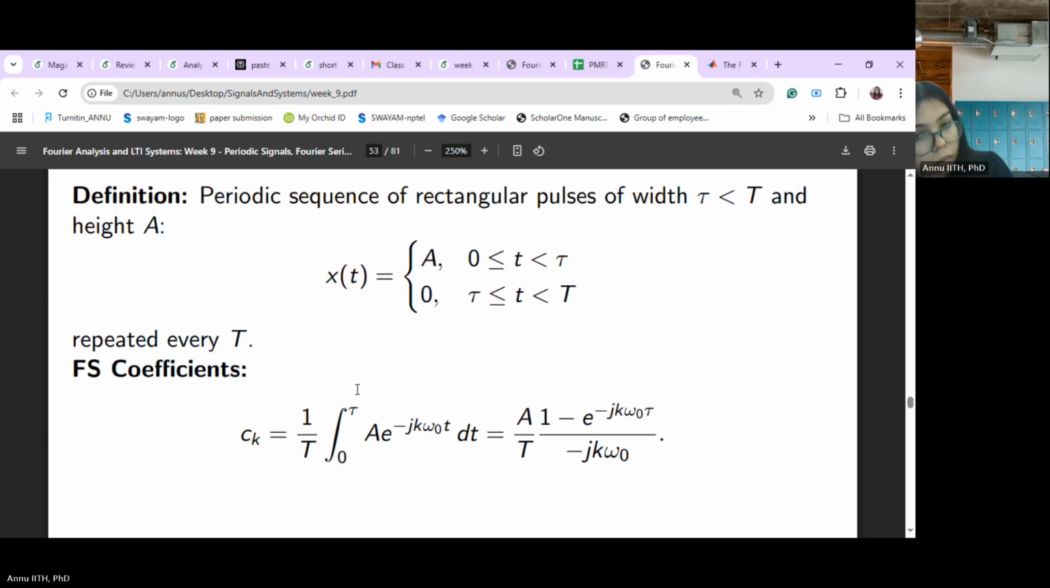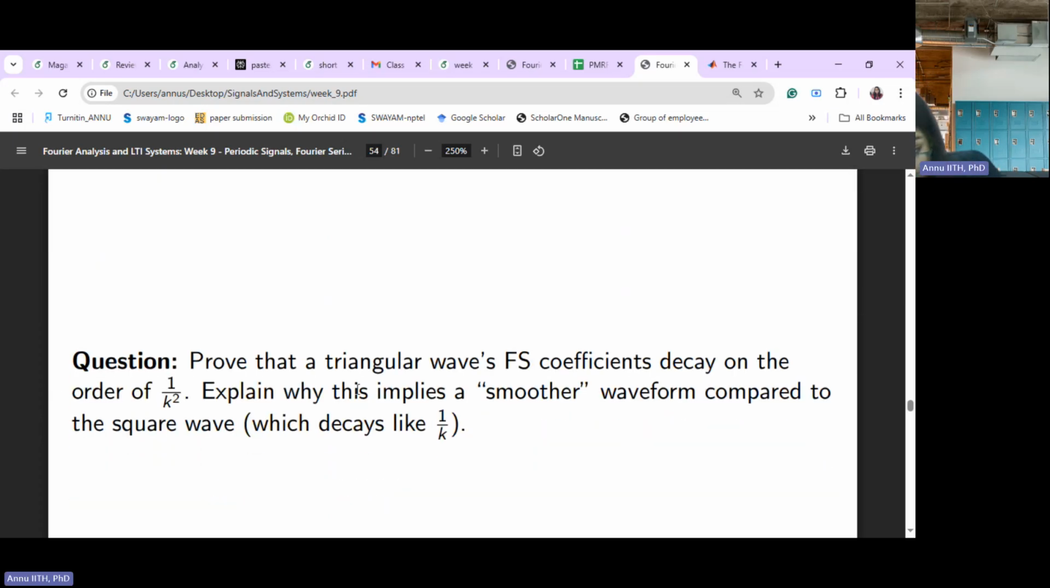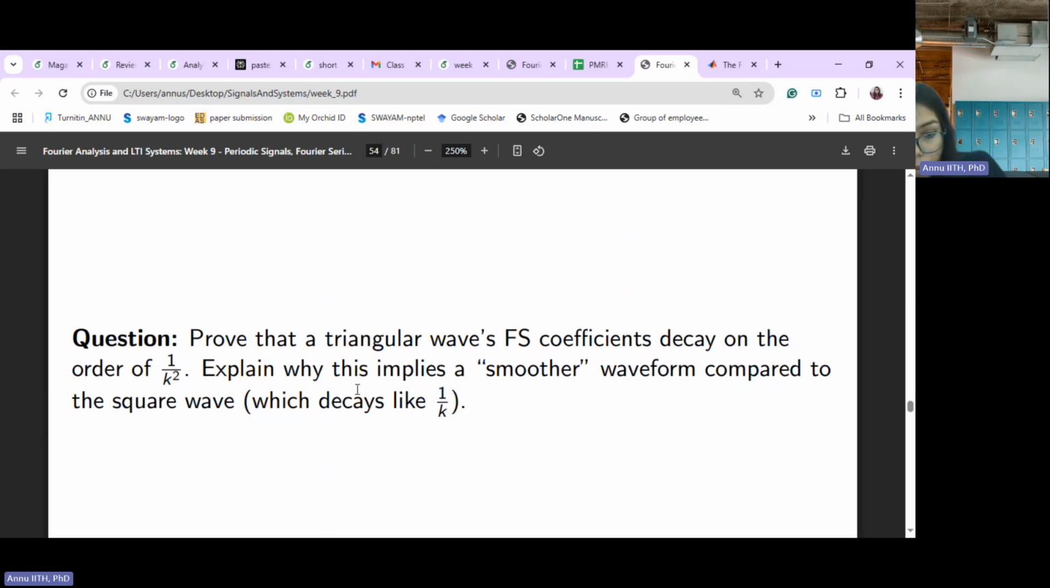So this Fourier series coefficient. Prove that a triangular wave's Fourier series coefficients decay on the order of 1 by k squared. Explain why this implies a smoother waveform compared to a square wave, which decays like 1 by k. So I want a solution from you.